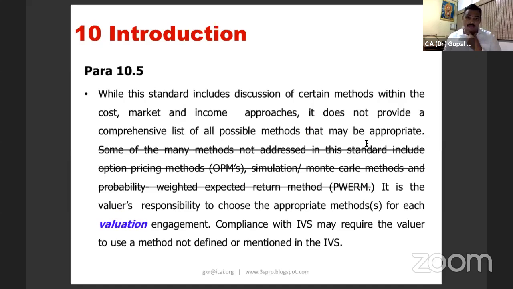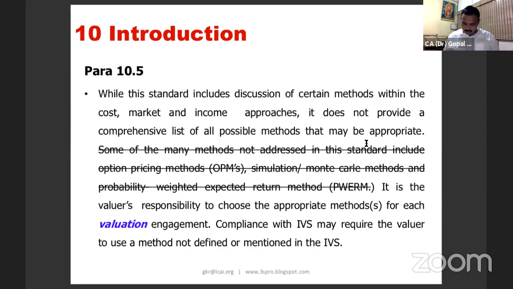Those things that were cut off are the paras from 2017 IVS. So they have actually removed that sentence. While the standard includes discussion of certain methods within the cost, market, and income approach, the methods being prescribed in the standard are not conclusive, that this is the only method, but this is only a beginning for all your understanding.